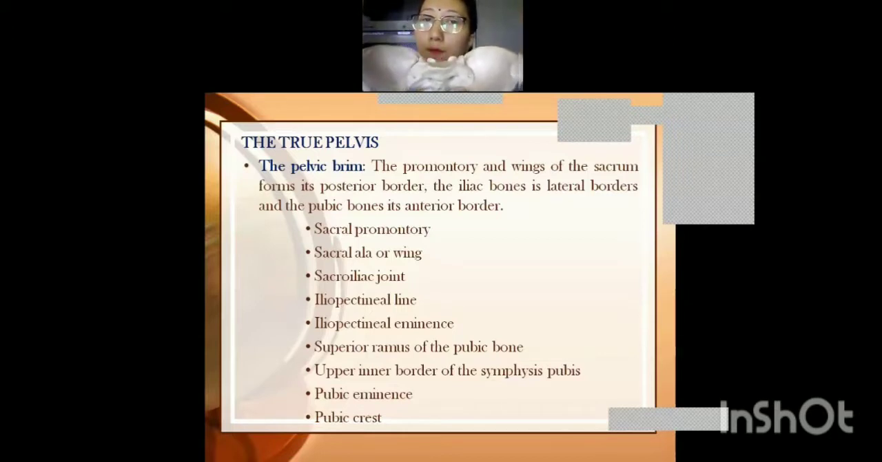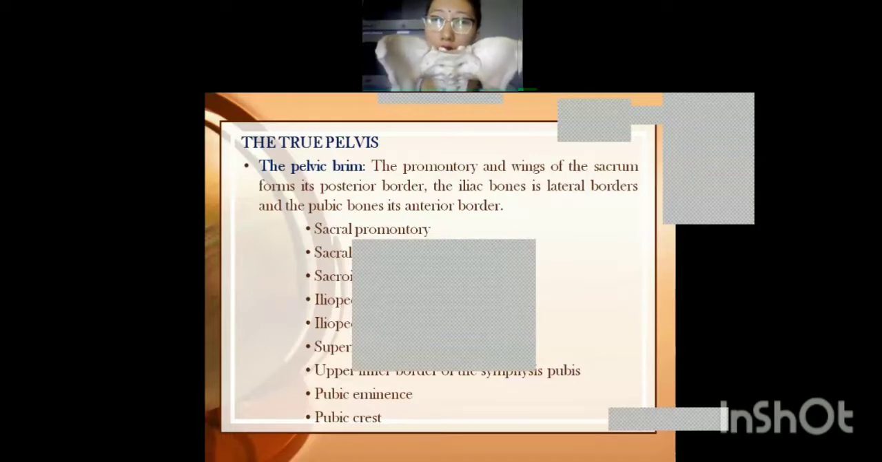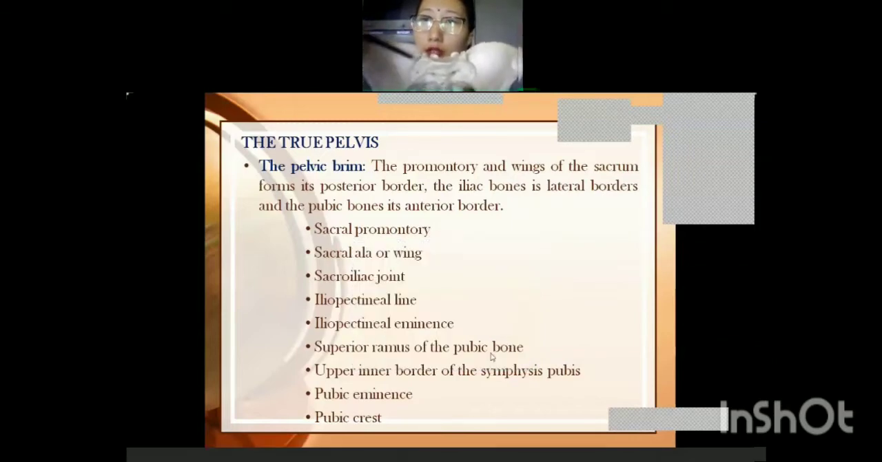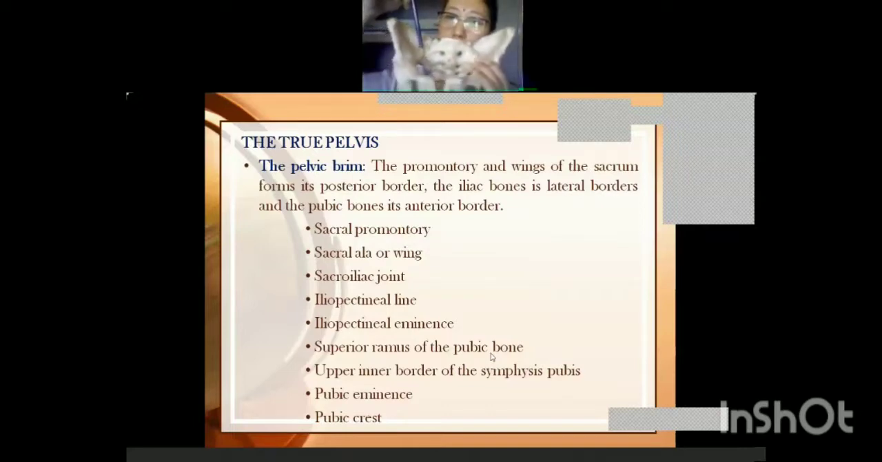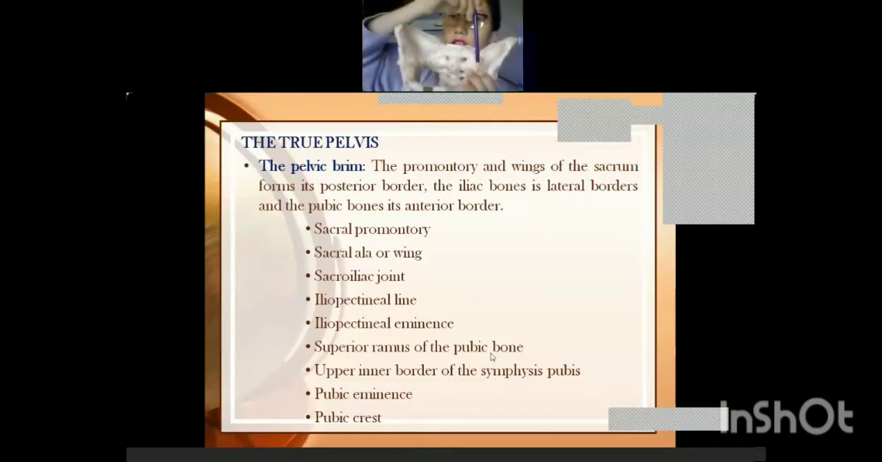The third landmark is the sacroiliac joint, the joint between the ilium and the sacrum. Then in this brim we have the iliopectineal line, on both sides, in both innominate bones. Then we come to the iliopectineal eminence. When you feel it, you will feel a bony protrusion. That is the iliopectineal eminence.